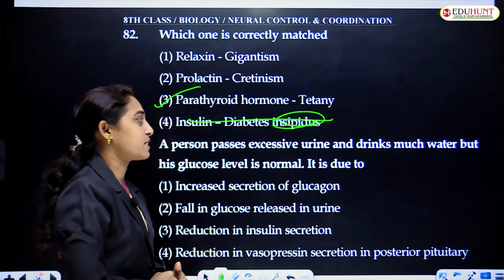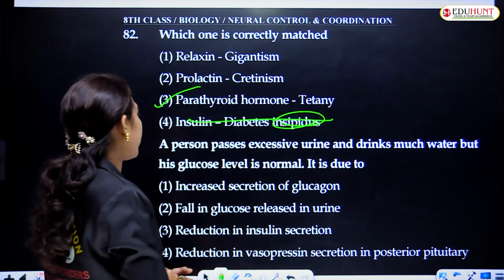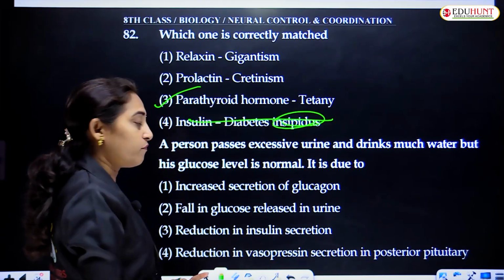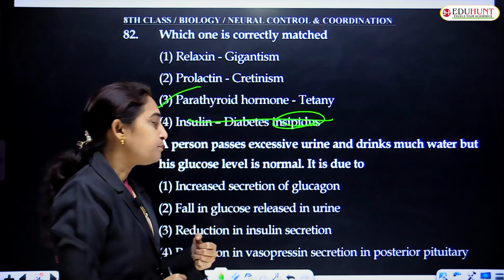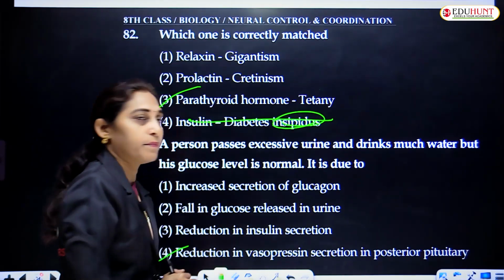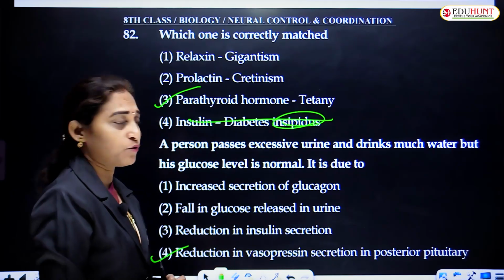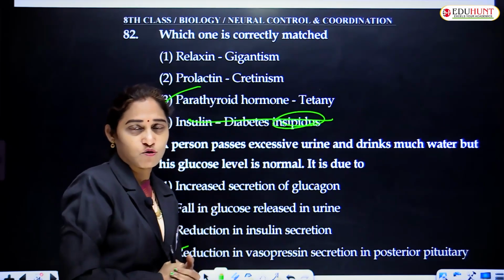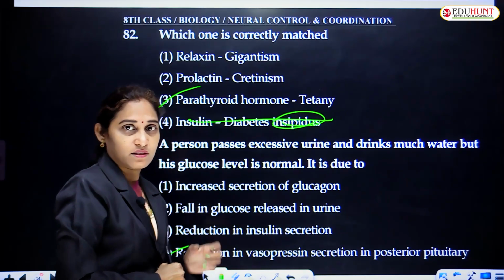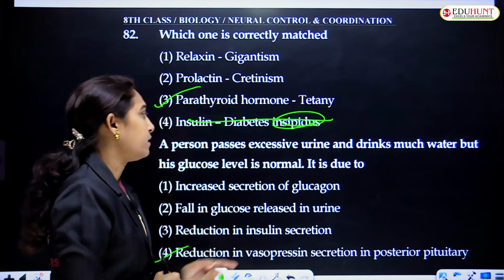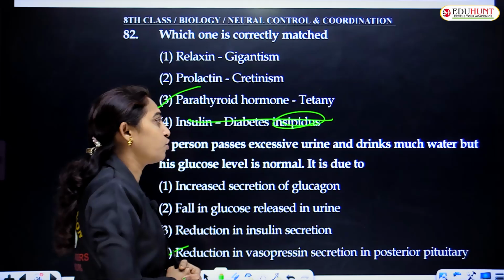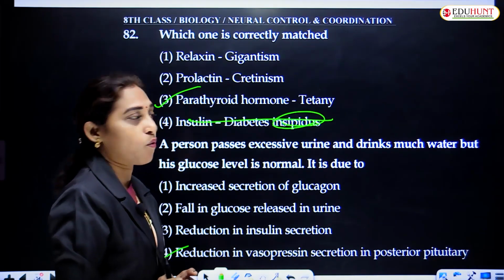A person passes excessive urine and drinks much water, but his glucose level is normal. It is because of reduced vasopressin secretion, which is by the posterior pituitary lobe. The posterior lobe of the pituitary gland secretes the vasopressin. If the secretion of this gland is reduced, then the person passes excess urine and drinks much water.